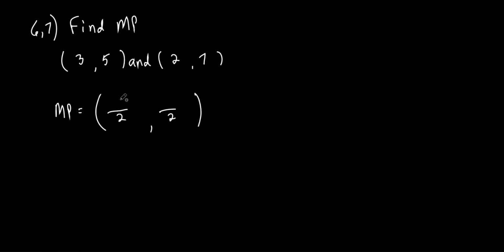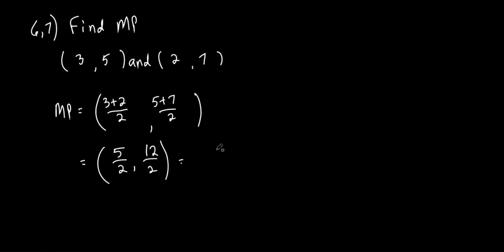Now, what do I do to the x's? I add them up. Which ones are my x's? 3 and 2. So I add those up, 3 plus 2. What do I do over here? Add the y's. What are my y's? 5 plus 7. Now, we just finish it up. It's pretty easy. 3 plus 2 is 5 over 2. And then 5 plus 7 is 12 over 2.